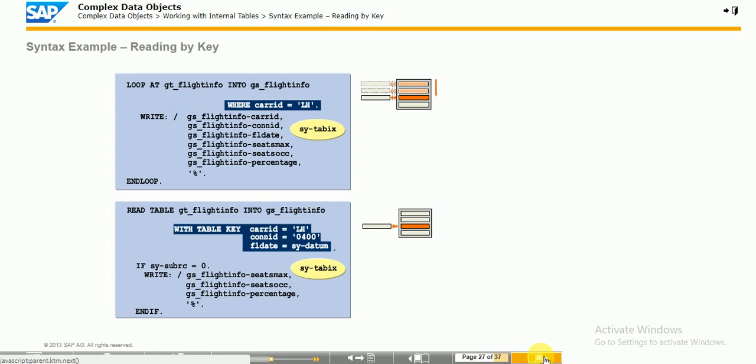In this case, you have to specify the complete key value of the entry to be read after the with table key addition. The return code SY-SUBRC is only set to 0 if a corresponding row was found in the internal table. With the with table key addition, you have to supply all key fields with data. To limit the fields, you must use the with key addition.